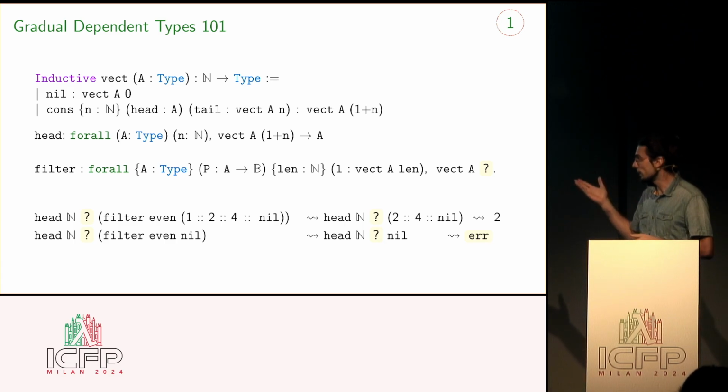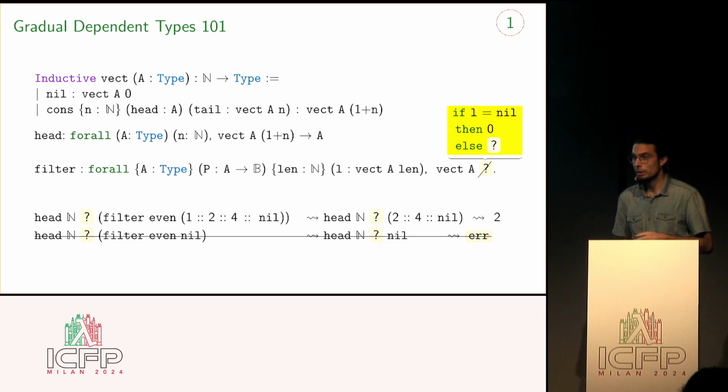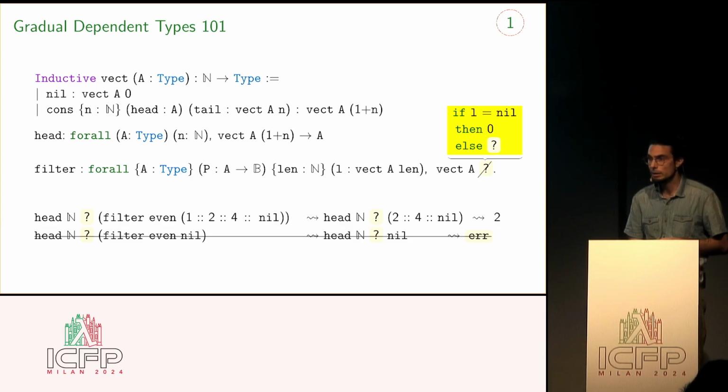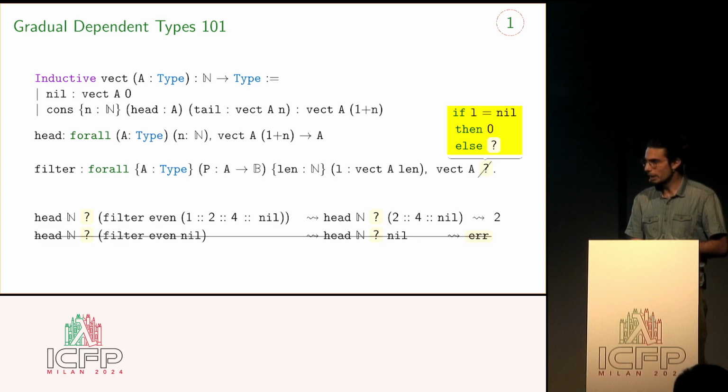Of course, this example is a bit simple, and we could say we could reject the second example, and that's possible by refining the type. For example, I could just specify the size when the input list is nil. So that's a very quick introduction to gradual dependent types.